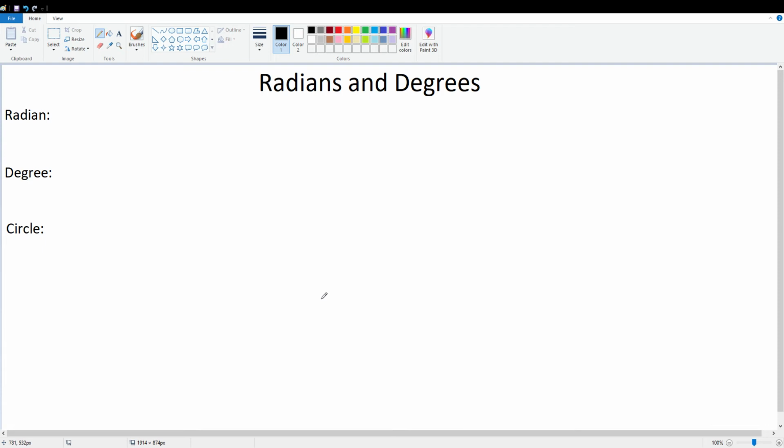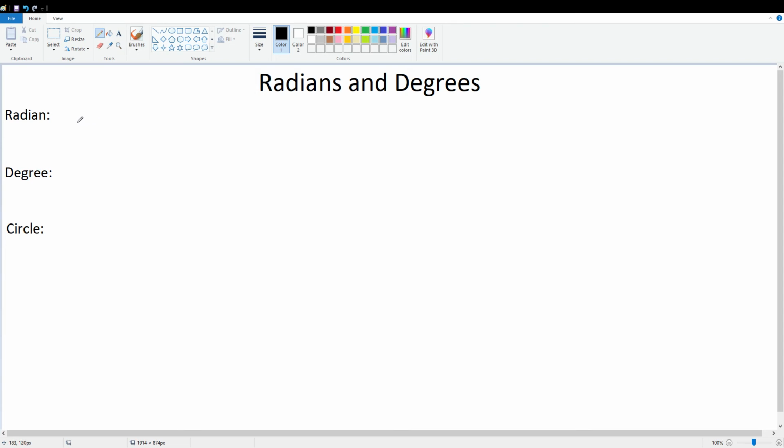A general overview of this lesson is going to talk about what a radian is and what a degree is, as well as the differences between both and how to convert between either one. What a radian and a degree are is that they're both a unit of an angle measure within a circle.